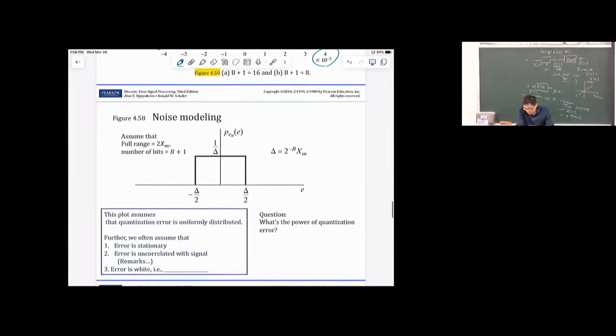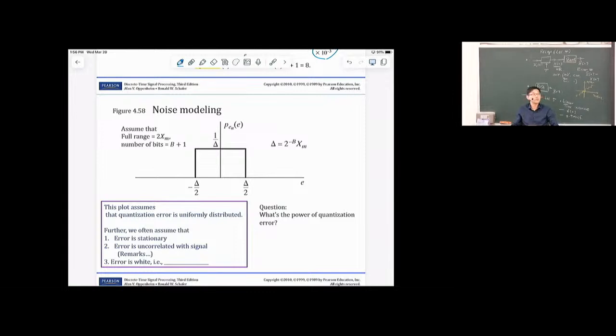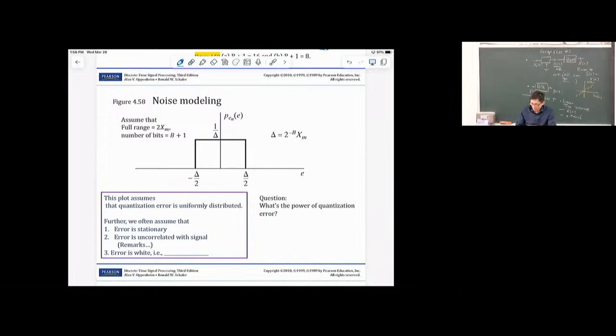So if it looks uniform, we can even calculate the noise power. That's the next cool thing I want to show to you. Now, if you're convinced that quantization error can sometimes be well approximated by a random variable which has a uniform distribution within its range, the range, as I mentioned, is from minus to plus delta divided by 2, half of the quantization step size.